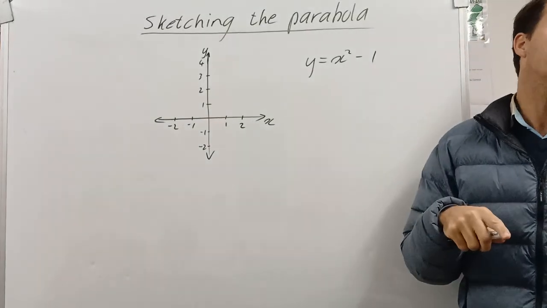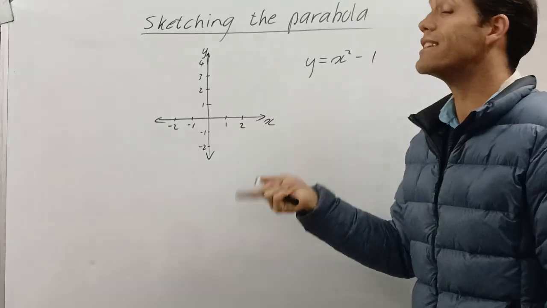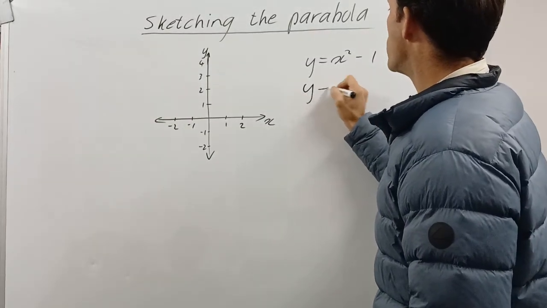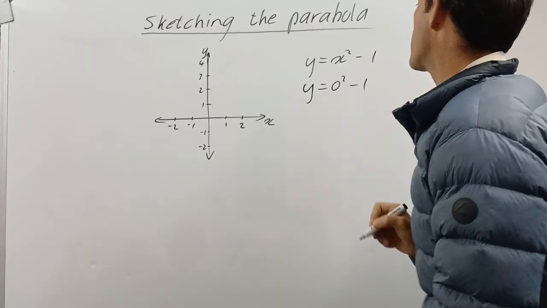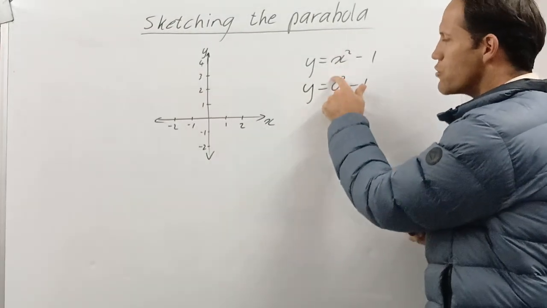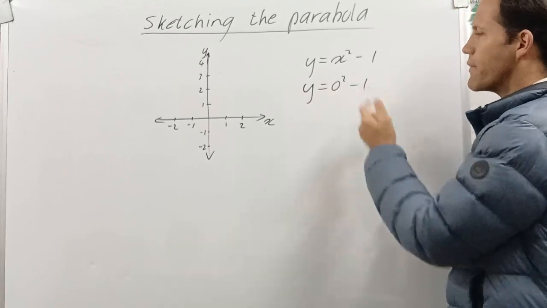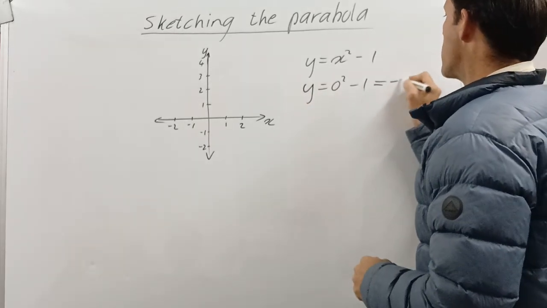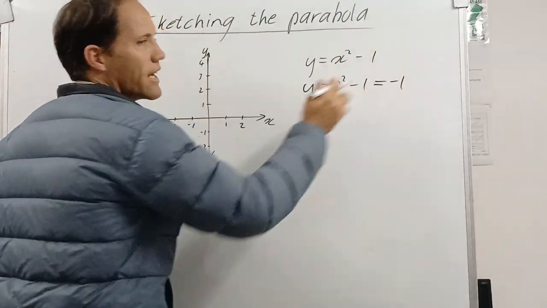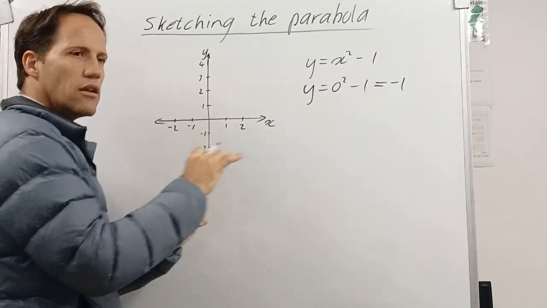But when you start with it, the best thing to do is to substitute a few values and see what it gives you. Okay? So when I put 0 into the graph, I say let's make x 0. 0 squared is 0. 0 minus 1 is negative 1. So I put 0 in, I got negative 1 out. It's like a flow diagram. You put something in, you get something out.